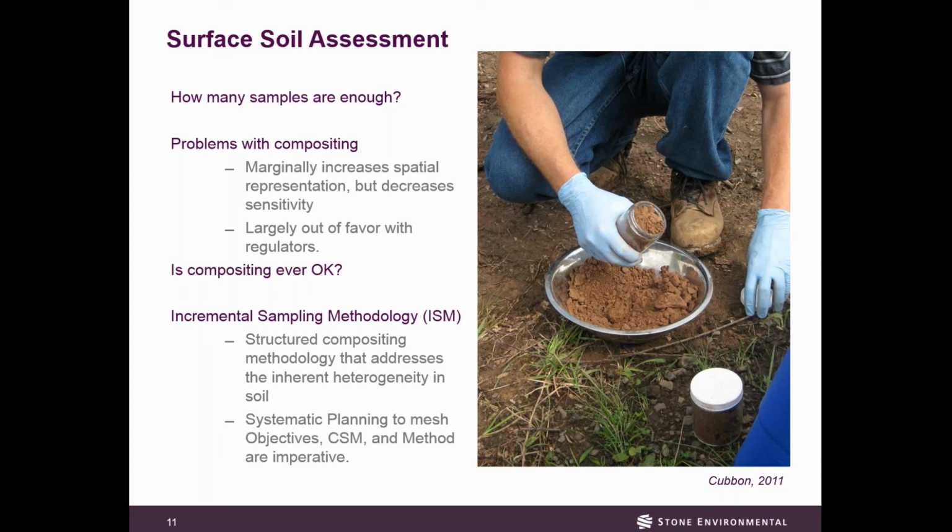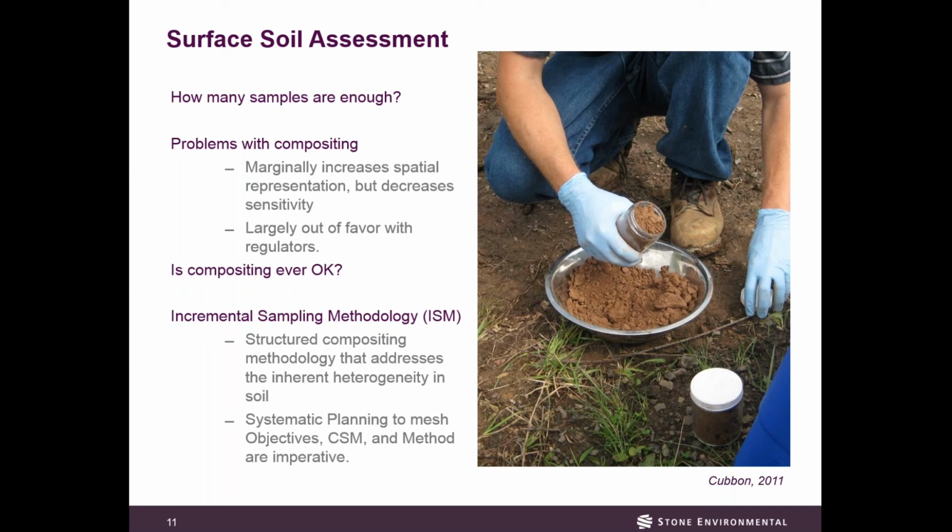Sure. So the statement was any sample that's bigger than a grain of sand is a composite. And what makes it a composite versus a grab? If you can assign it to a discrete point in space, I would call that a grab. Even if it is a jar, it's still a grab. But that's why this is here. This is one of my archive samples that we don't need anymore. This came from a site in Vermont.